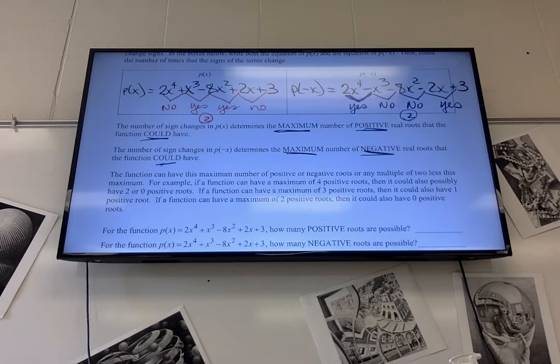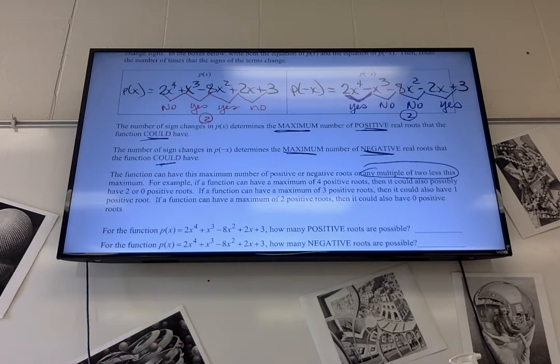So I can have this maximum number or any multiple of 2 less than this. So say there were 6 sign changes. Then it could have 6 or 4 or 2 or 0. It's always going to be a multiple of 2 less. Say it had 5 sign changes. Then it could have 5 or 3 or 1. It's always going to be 2 minus that.